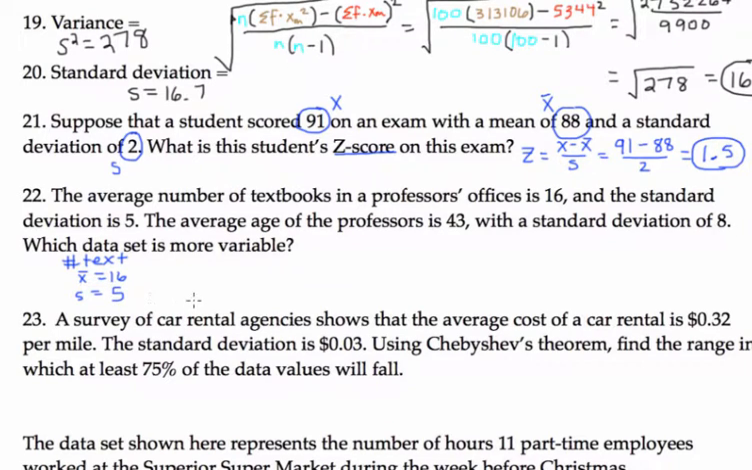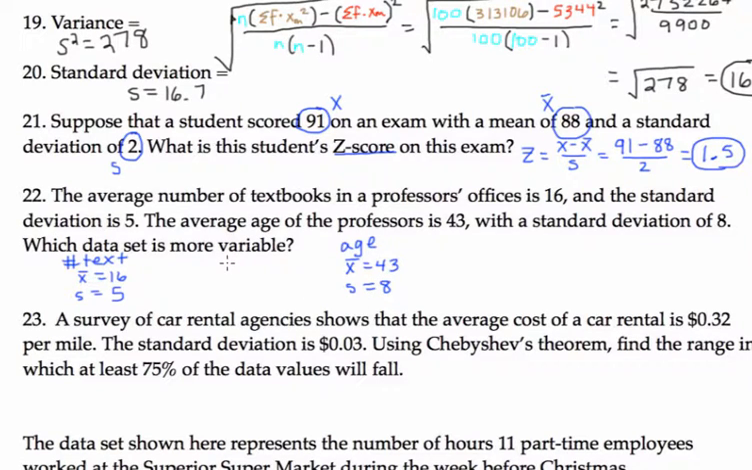The average age, so we're looking at number of textbooks and then we're looking at age. For the age, the average, the mean X bar, is 43, and the standard deviation, S, is 8. Which data set is more variable?